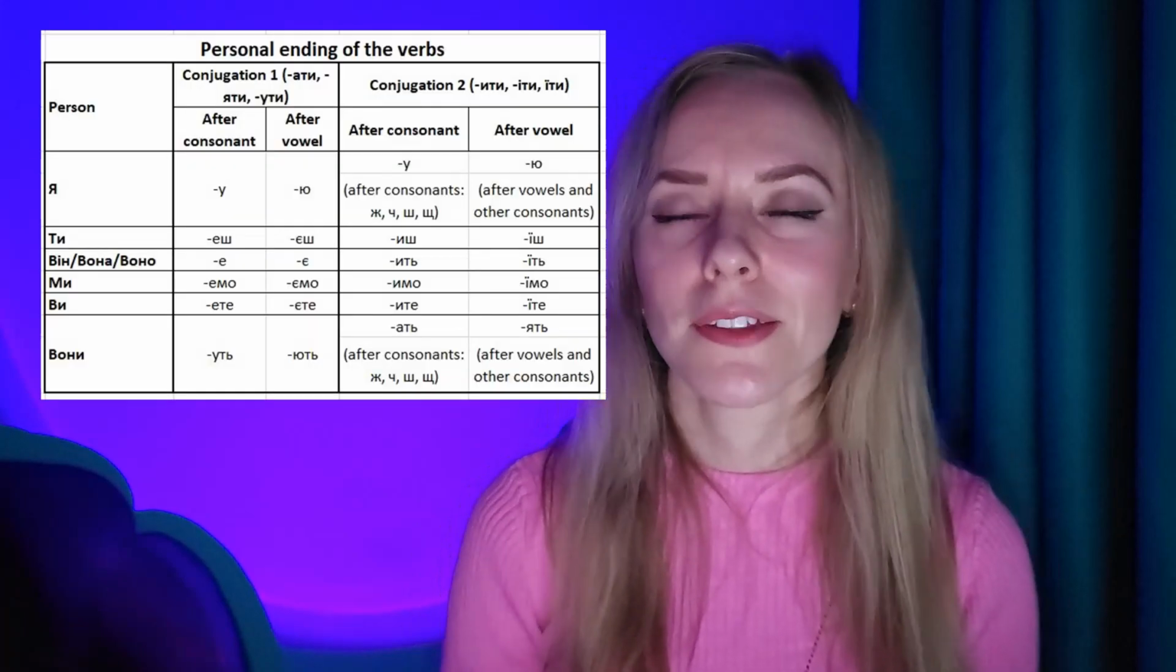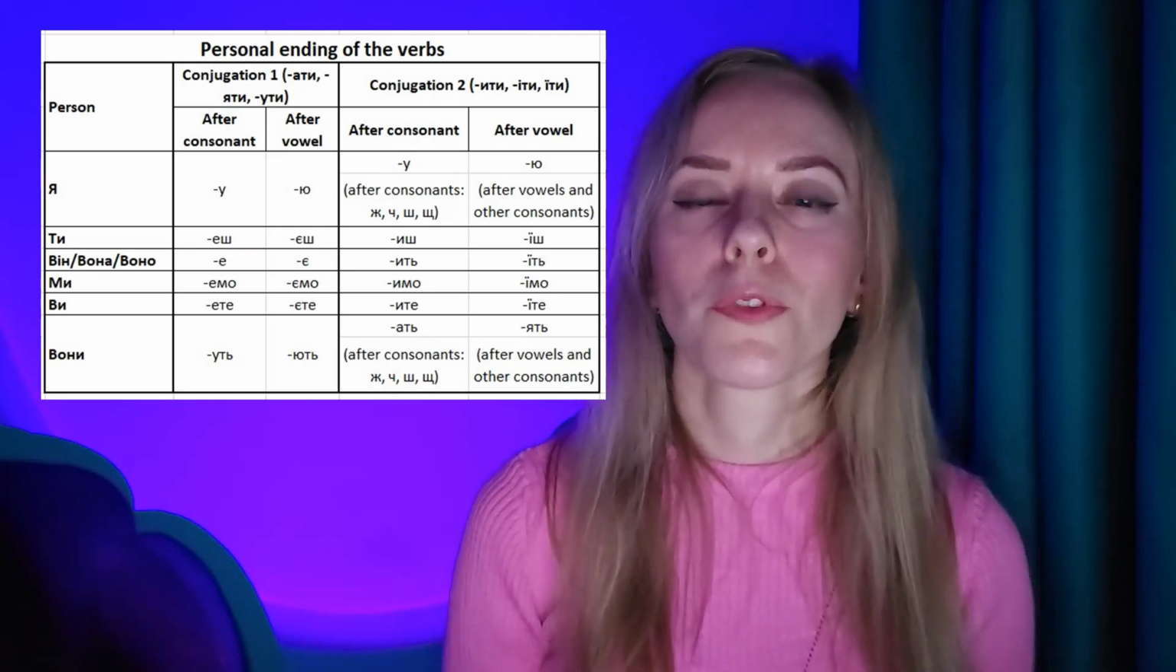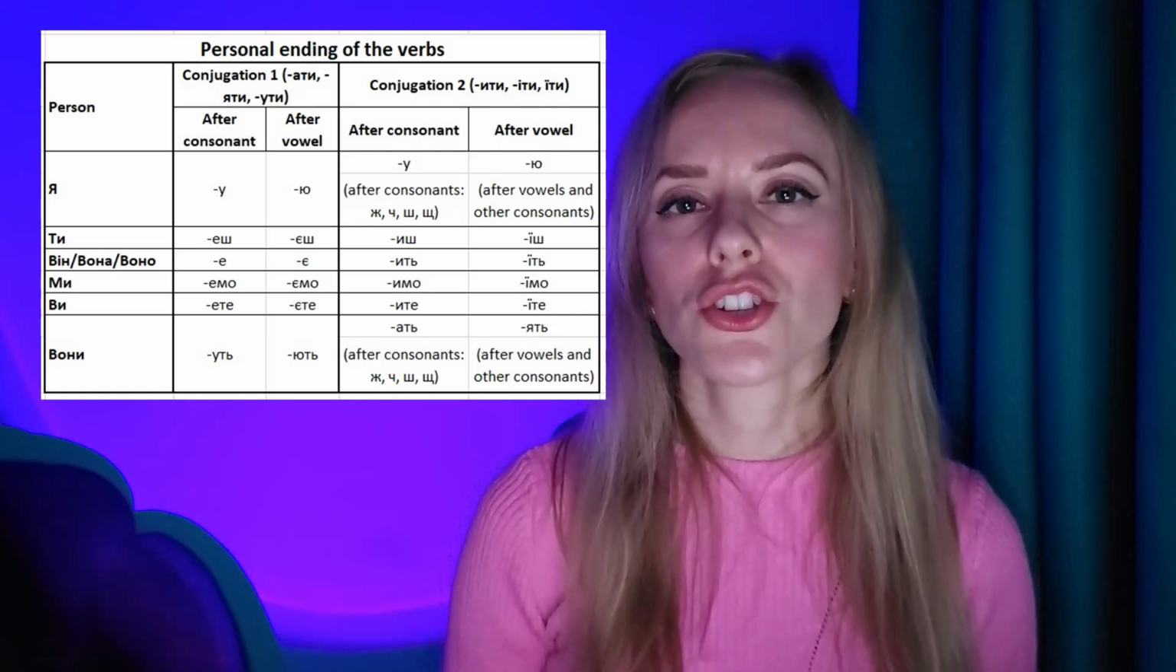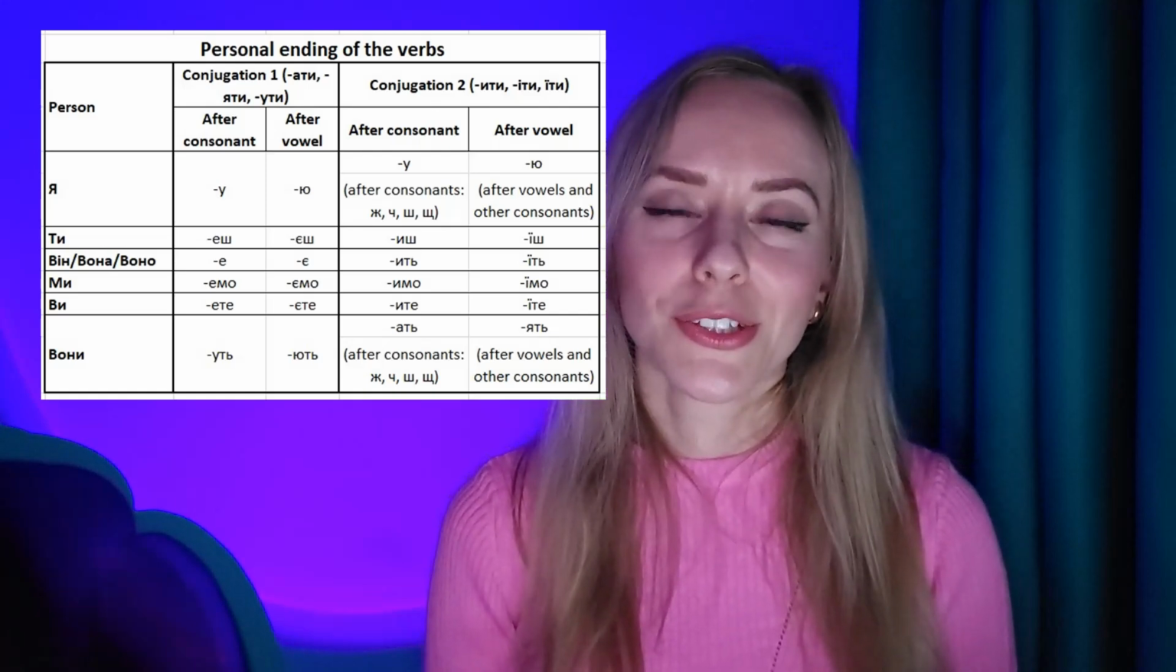There are a lot of moments in conjugations, or exceptions, but I showed you the basic moments and the most important rules, and the most common in the Ukrainian language. You can see again the general table. The first column is for the first conjugation, the second column is for the second conjugation, and you see the endings.